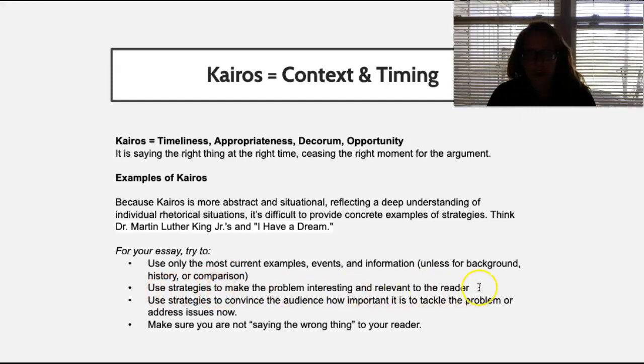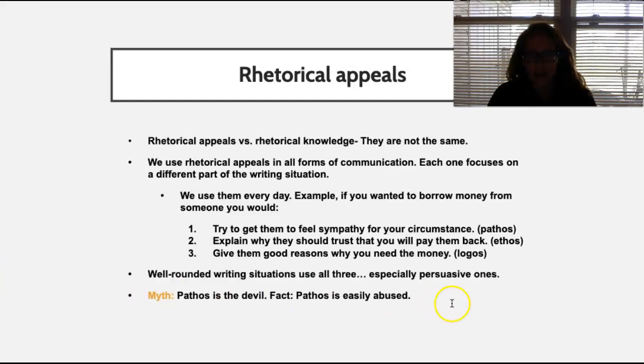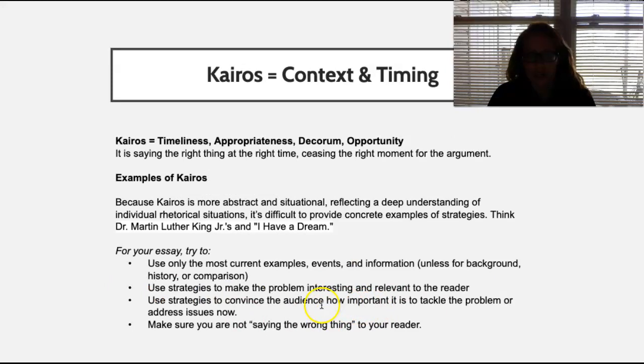Use strategies that make the problem interesting and relevant to the reader, which gets back to showing how this issue is significant and important now. Use strategies to convince the audience how important it is to tackle the problem, or to tackle this issue right now. So when you're thinking about these two things together, you want to make sure that readers can see that it's interesting and relevant. They can engage with it at a human level, which is where kind of pathos comes in, and making sure they see how important it is to tackle it.